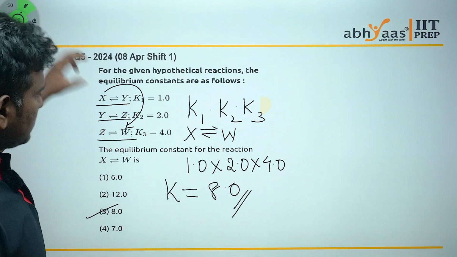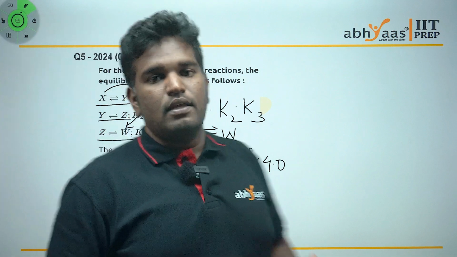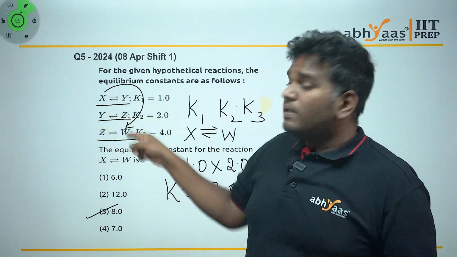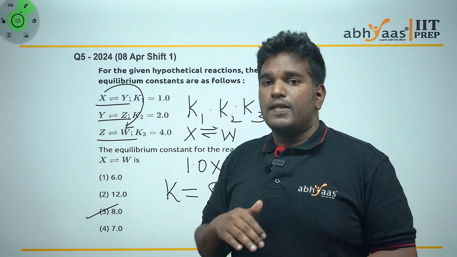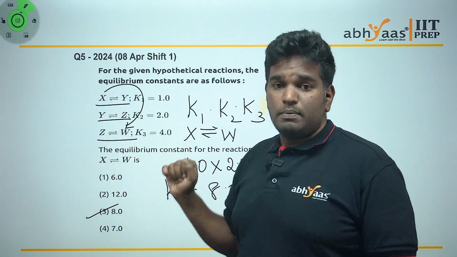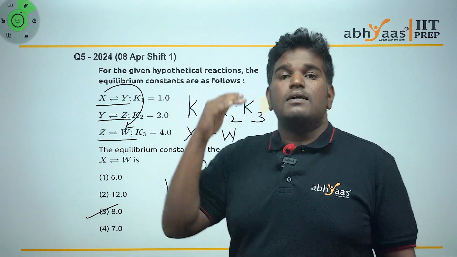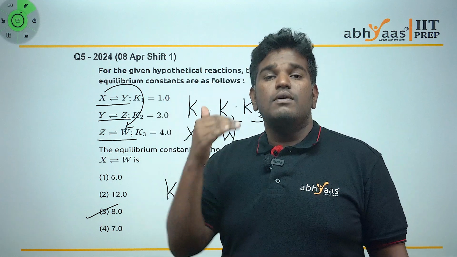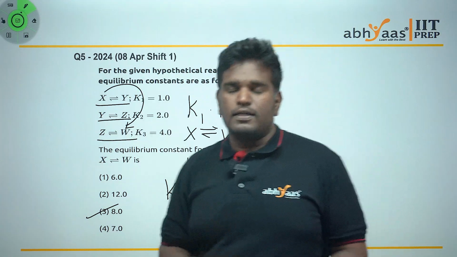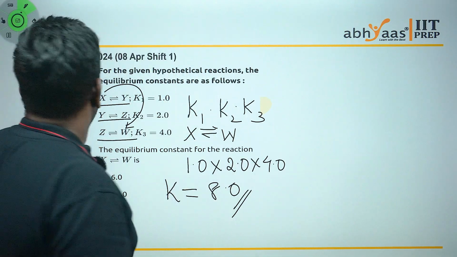So what is this question about? They have given three chemical reactions, and you have to understand that the addition of these three reactions gives you the last one given in the question, X giving W. So what do you have to do? In order to obtain the answer, just take the product of the equilibrium constants of these three reactions, which are given initially, and you will get the answer for the last required reaction. Fine.